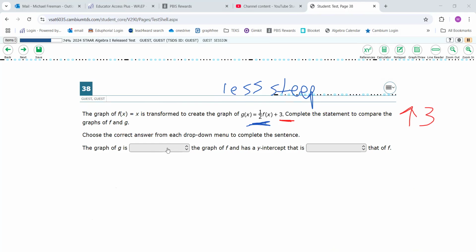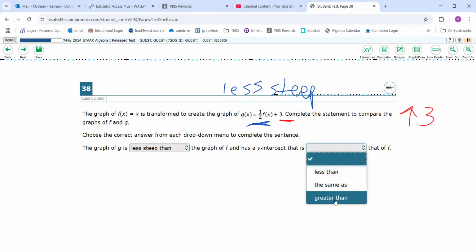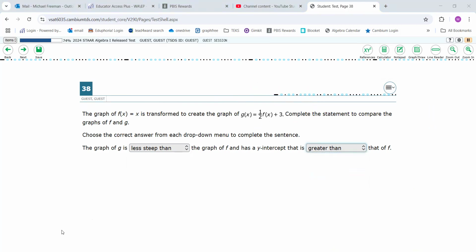The graph of g is less steep. Yes, because 1/2 is less than 1, so it makes it less steep. And the graph of g has a y-intercept that is, instead of being at 0, now at positive 3, so it's greater than, because 3 is greater than 0. So knowing that multiplying changes the slope, and adding or subtracting changes the y-intercept, that was a really super easy problem.